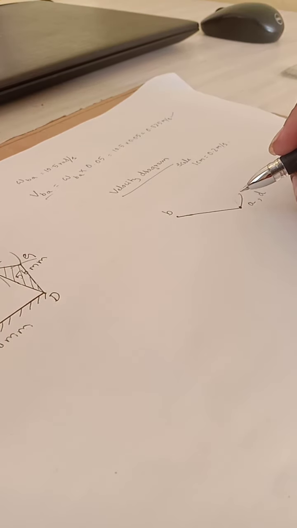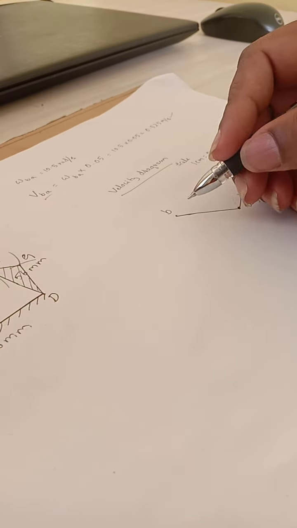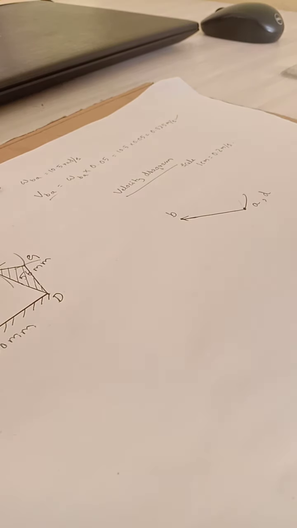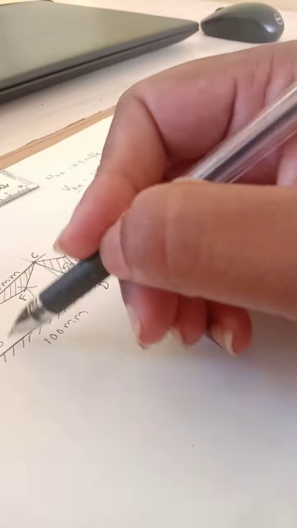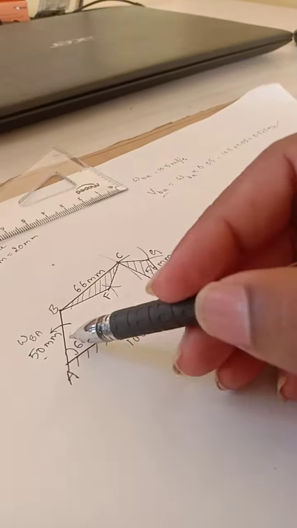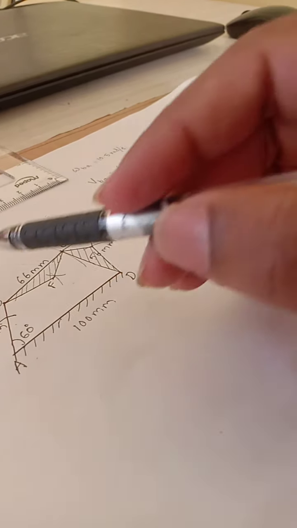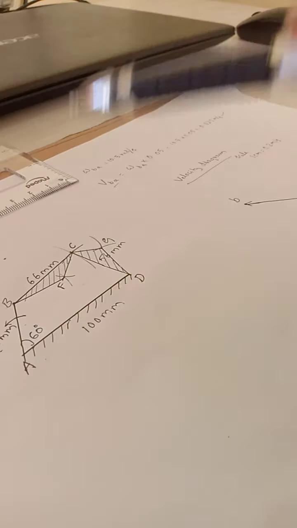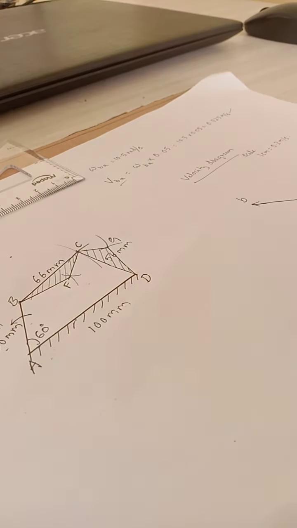Okay, so I am interested in VBA, the velocity of point B with respect to A. Now I am done with this AB link. Now I am interested in link BC. You don't worry about this BCF. F is something different. Just consider BC.